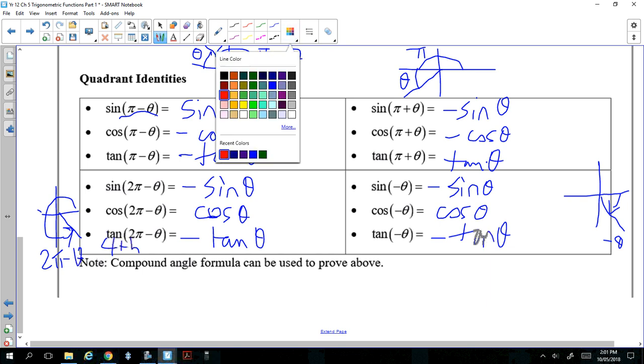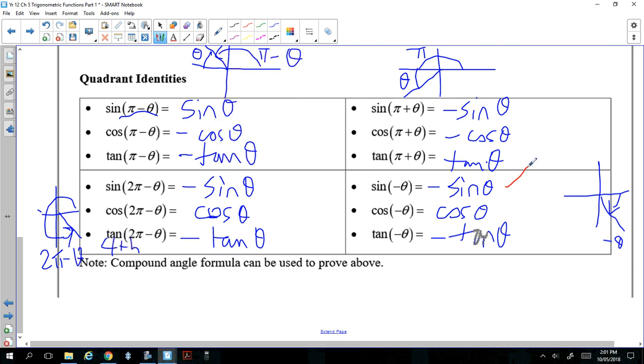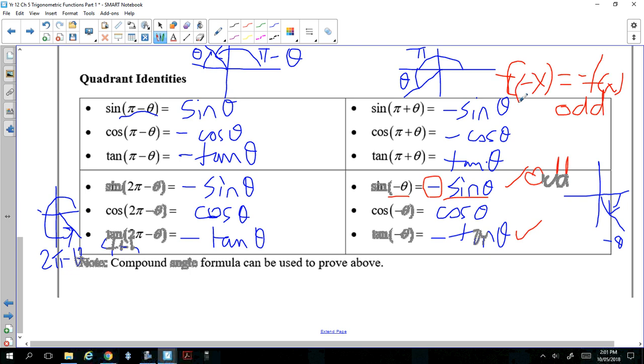Now, these two actually indicate what type of function. What does that indicate to you? Sine negative theta is negative sine theta. What type of function? Anyone? Even? No, there's a negative there. It's odd. So remember, f of negative x equals negative f of x. That means it's odd. And how about cos theta? This is an even function. So sine is odd. Okay, so that will be useful later on.